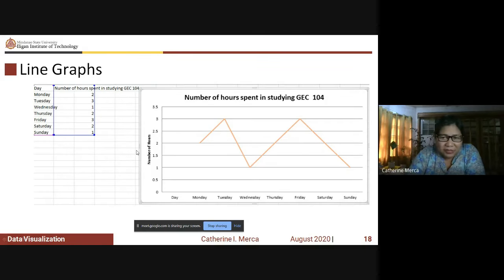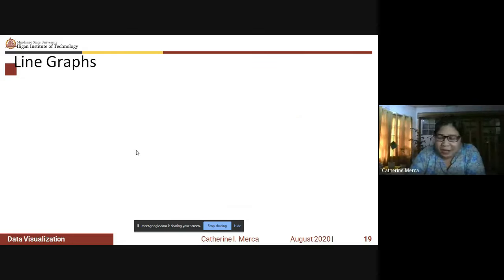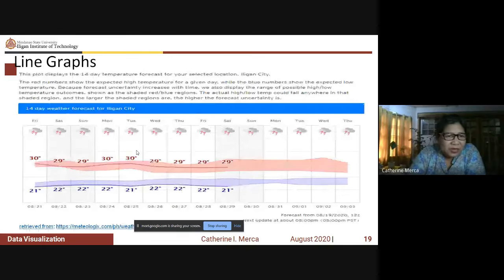So, the number of hours spent in studying GEC 104. You will be asked to graph later on, but when you graph, you will have to make use of some programs. Okay? So, line graphs, and this is another line graph. This one is your line graph. This is also a time series graph.